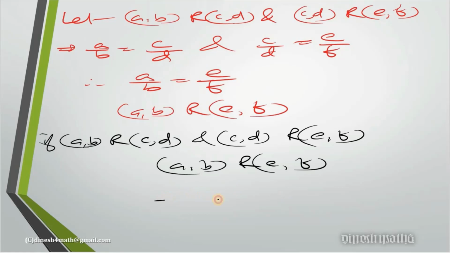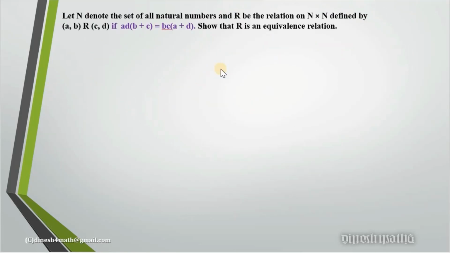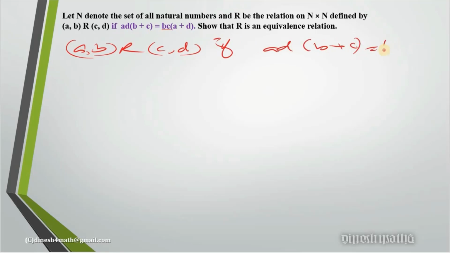So that is the second example of type. Now we'll go for one more example the same way, and this is also another very important question. It's typical, but again if you use the technique I am explaining, it will become very simple. So AB is related to CD whenever AD(B + C) = BC(A + D). This is one of the important questions from the examination point of view.